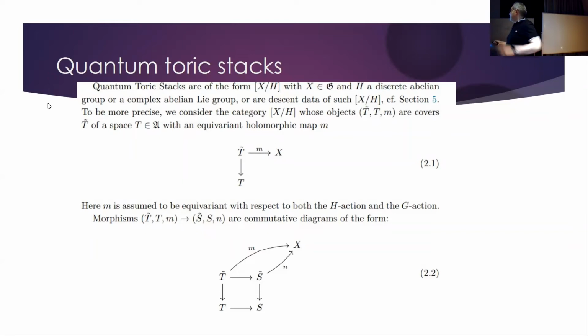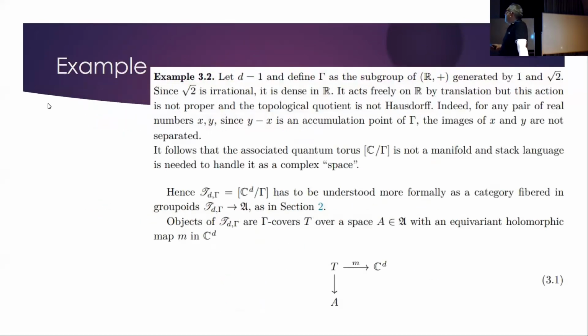And then, to be more precise, we consider the category whose objects are covers T of space T, where T lives in the toric side, and an equivariant holomorphic map. It's very natural. Here it is assumed to be equivariant with respect to both the H action and the G action. And morphisms are this kind of commutative diagrams. And now, quantum toric stacks will be this kind of thing. But it's perhaps better to do an example, because that could be a little bit confusing.